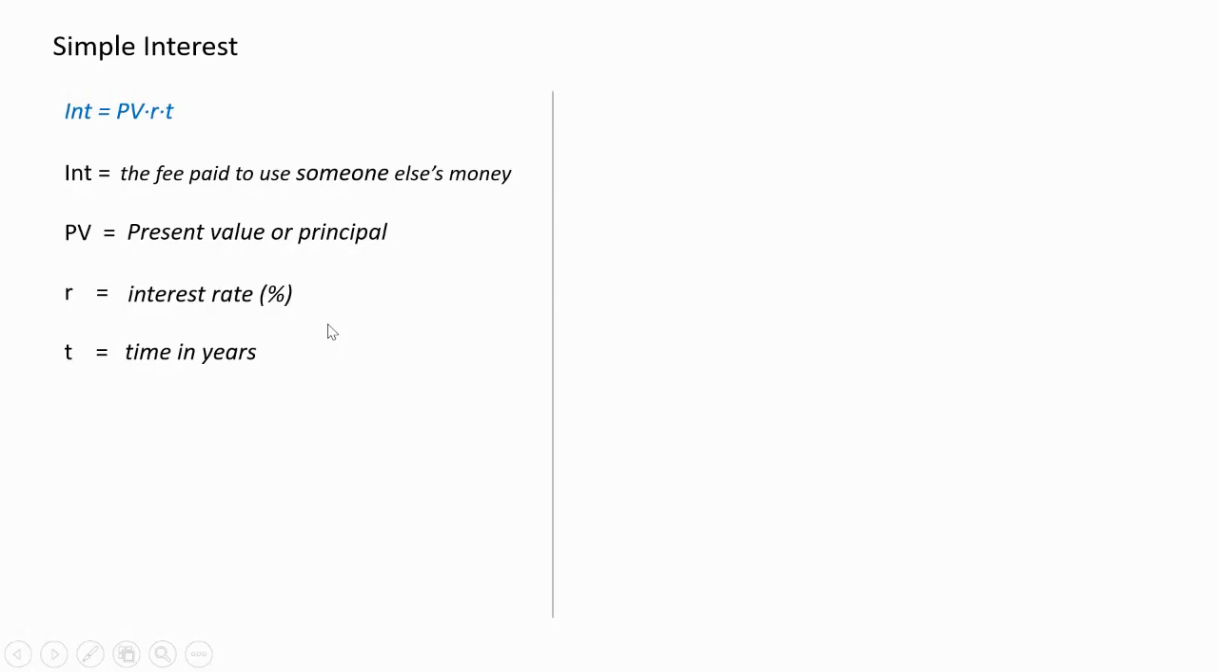Okay, for this section, I believe it's 5.1. It's going to cover two different formulas. There's simple interest and compound interest, but for this section, there are two formulas for simple interest. This is the other formula for simple interest: FV, future value, equals present value plus the interest. So here's how we're going to get the other formula.